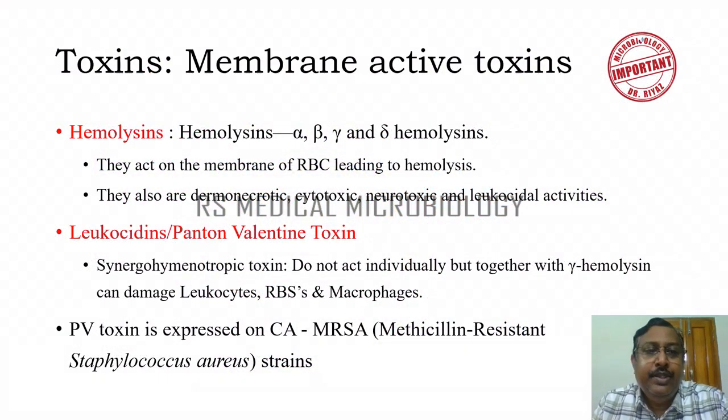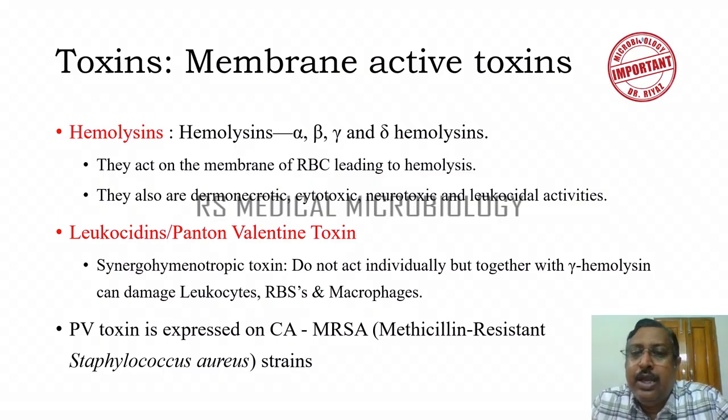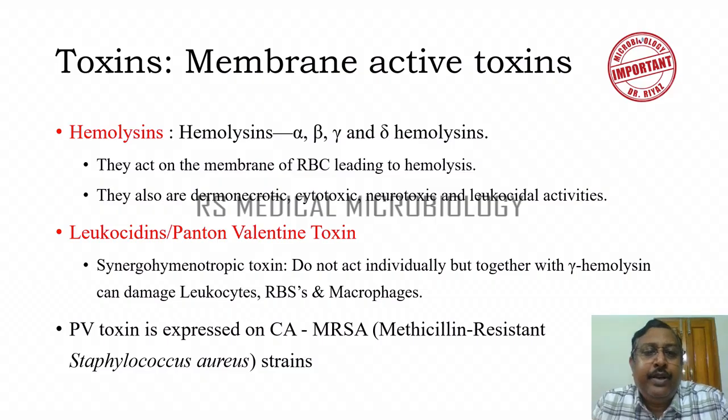Now we'll talk about the toxins. First of all, you have the hemolysins: alpha, beta, gamma, and delta hemolysins. What they do is act on the red cell membrane, leading to hemolysis. They can also affect the skin, that is dermonecrotic. They can affect the cells, so cytotoxic, neurotoxic, and they have some activity against the WBCs as well.